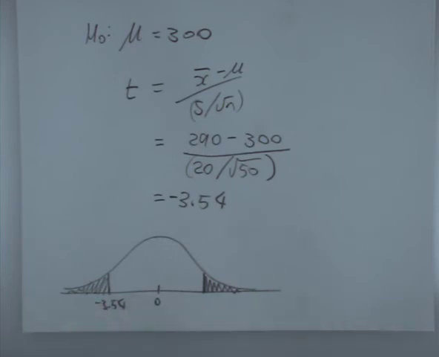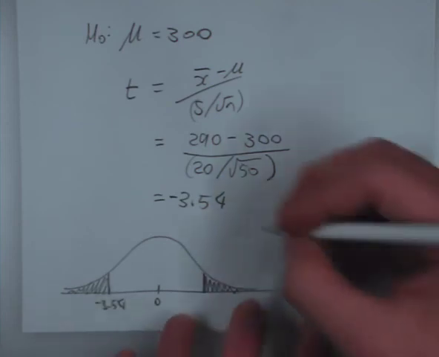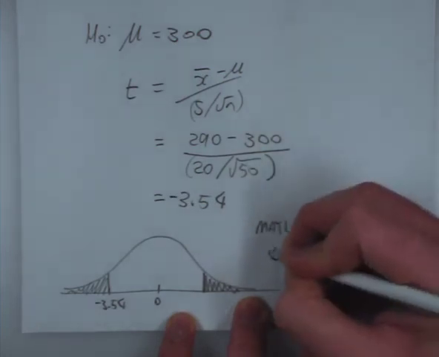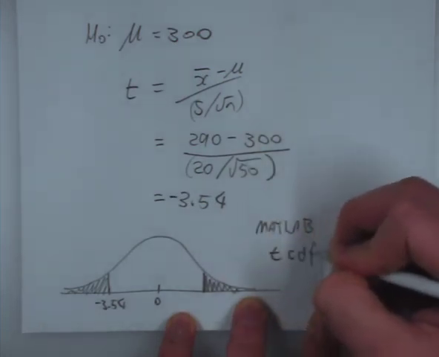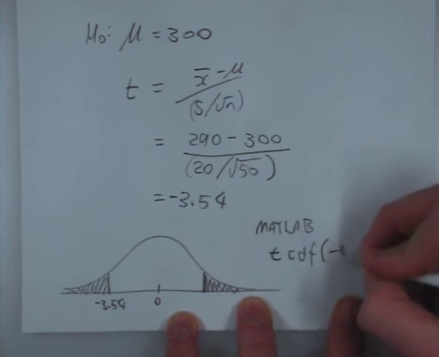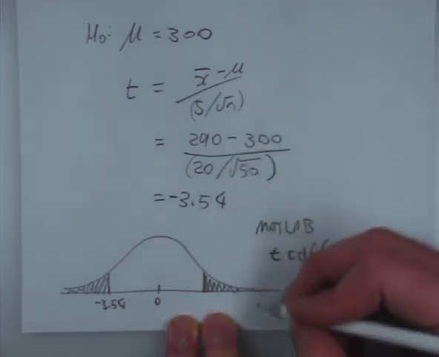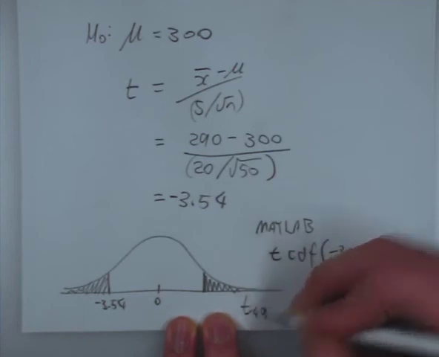So notice that this bit here, CDFs give you the bit on the left-hand side, so I could actually ask in MATLAB, tcdf of minus 3.54, and what I need to do is the t distribution with n minus 1 degrees of freedom. So this is actually T49.